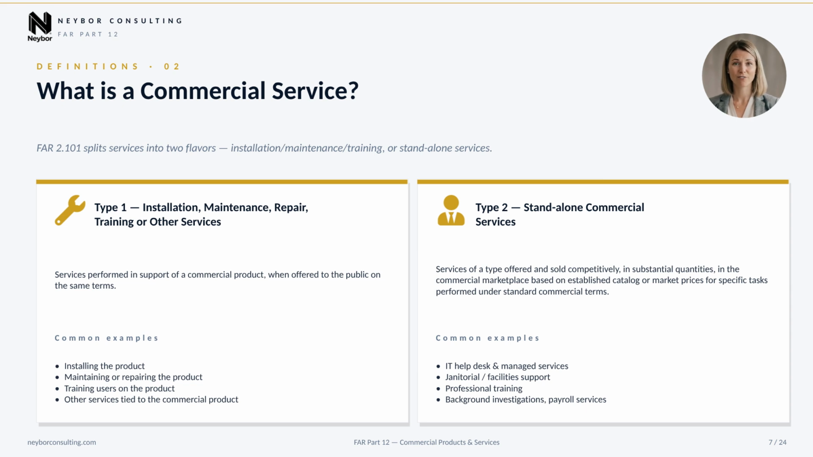Services of a type offered and sold competitively in substantial quantities in the commercial marketplace, based on established catalog or market prices for specific tasks performed under standard commercial terms. Think IT help desk, managed services, janitorial, professional training, payroll services. The key word is substantial. Your service has to actually move in the commercial market, not just be theoretically available.